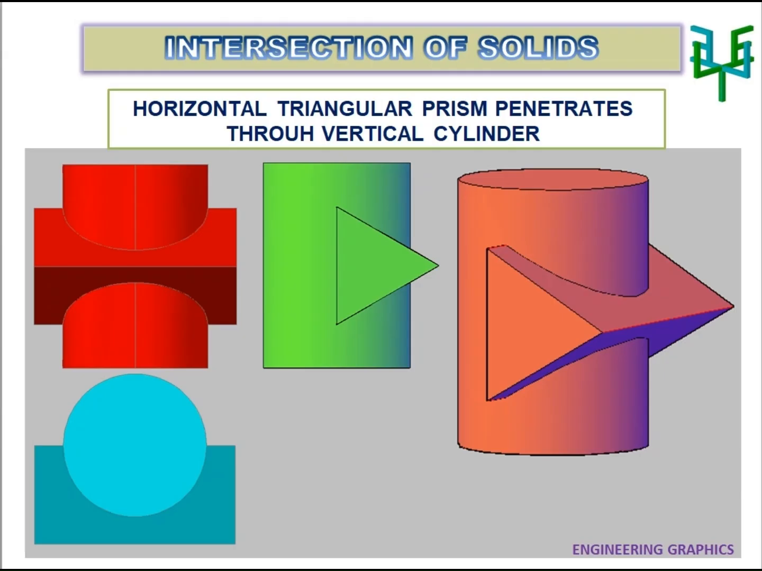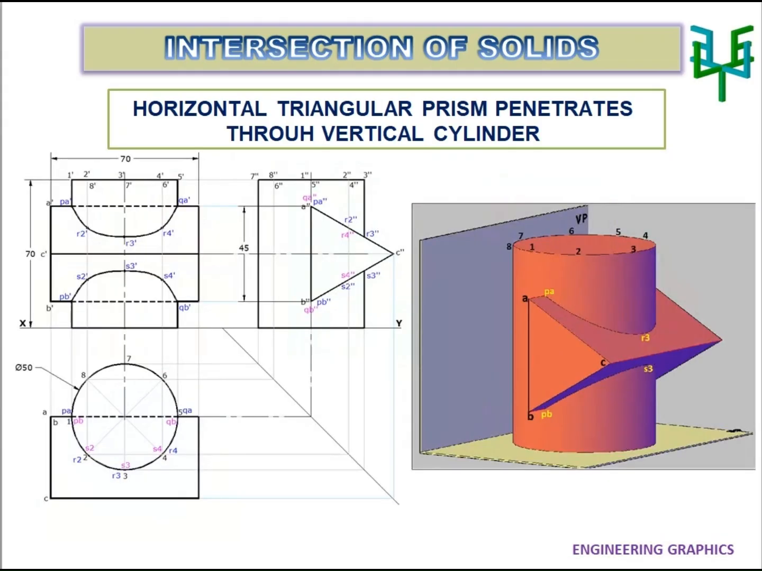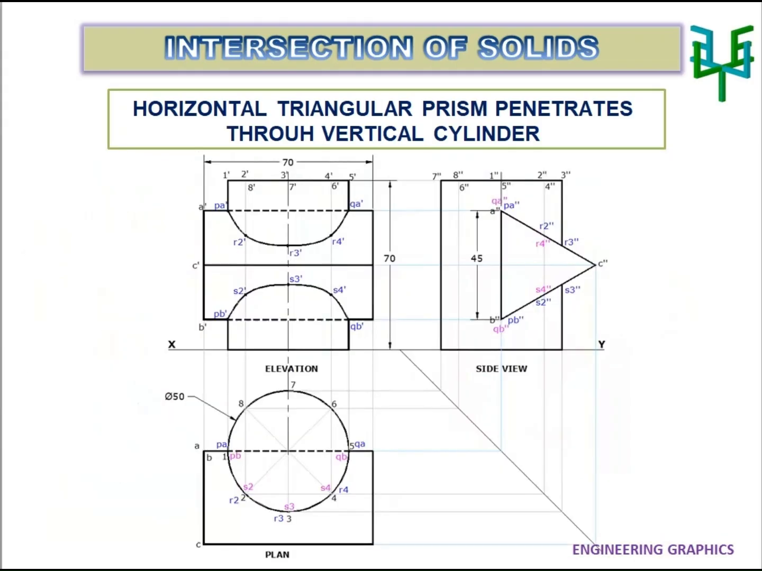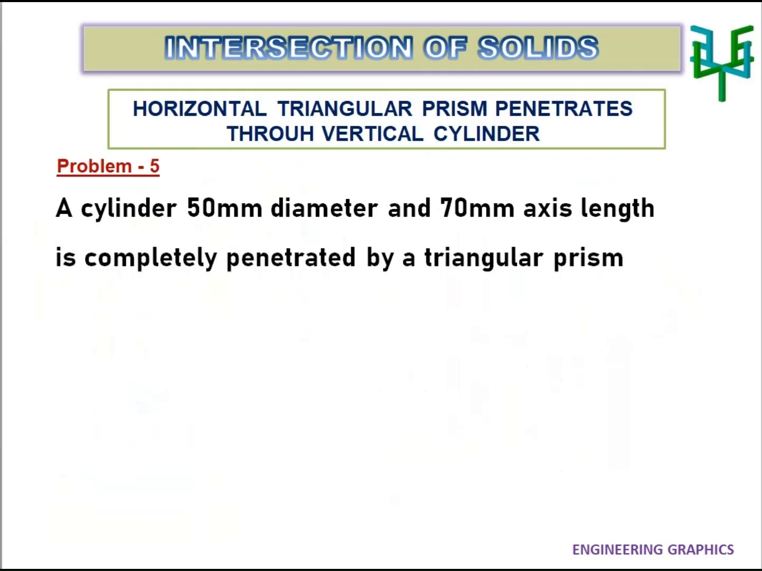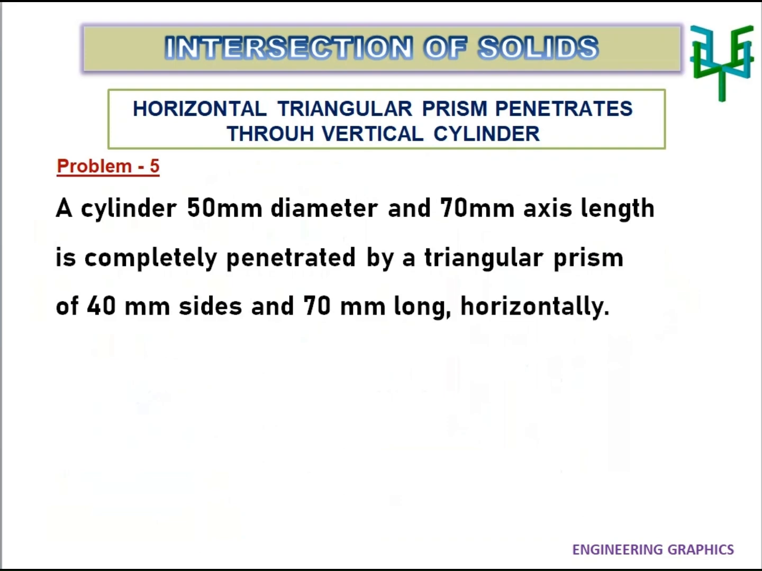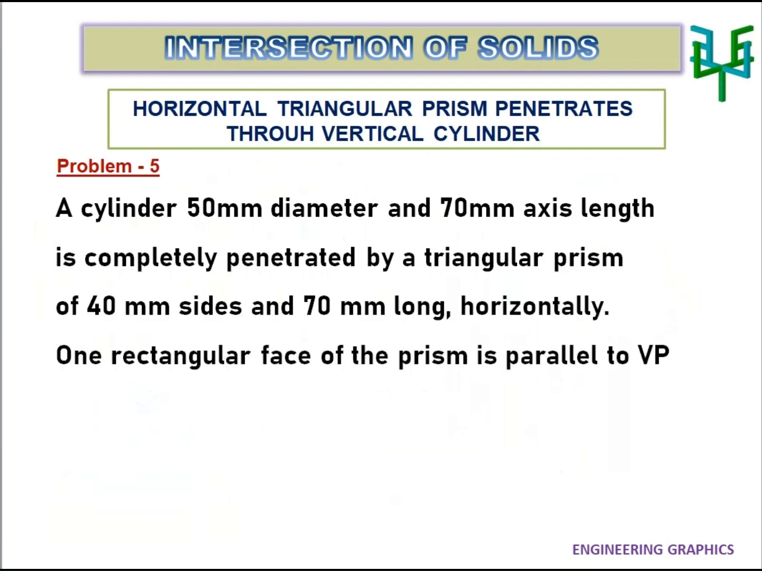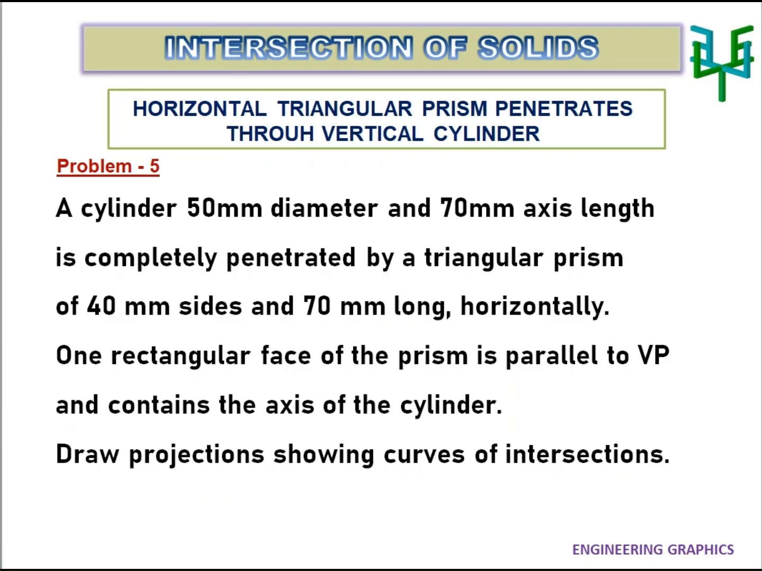In this video, we are going to discuss intersection of solids in which a horizontal triangular prism penetrates through a vertical cylinder. Let us see the problem. A cylinder 50 mm diameter and 70 mm axis length is completely penetrated by a triangular prism of 40 mm sides and 70 mm long horizontally. One rectangular face of the prism is parallel to VP and contains the axis of the cylinder. Draw projections showing the curves of intersections.